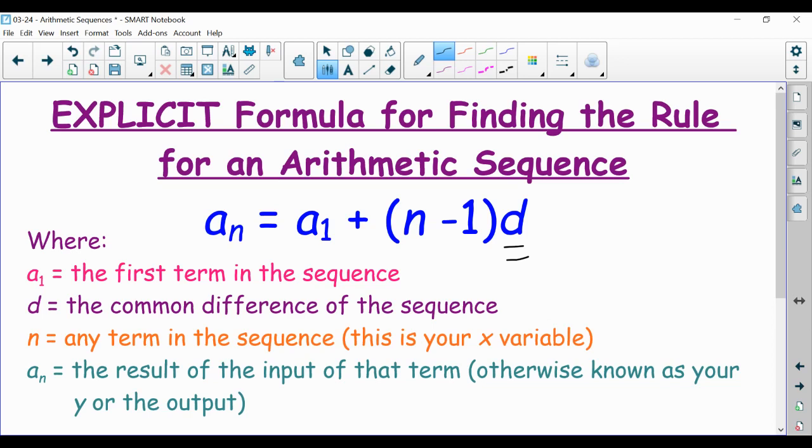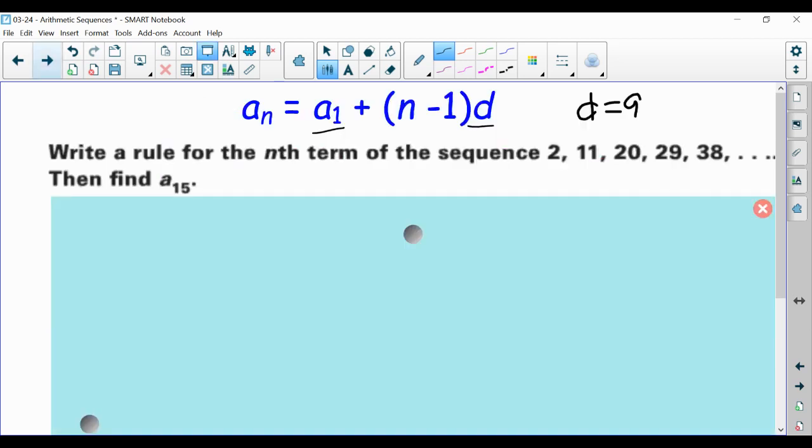So same term values, so a sub 1, d, all of those vocabulary or notations are the same, right? But this is our form. We need two pieces of information, just like the recursive. We need the first term and we need the common difference, right? So I'm going to write the explicit for the same sequence, same example. And I'm going to start with a sub n equals a sub 1. Well, I know my first term is 2. And then I'm going to write plus n minus 1 times my common difference. And my common difference we already know is 9.